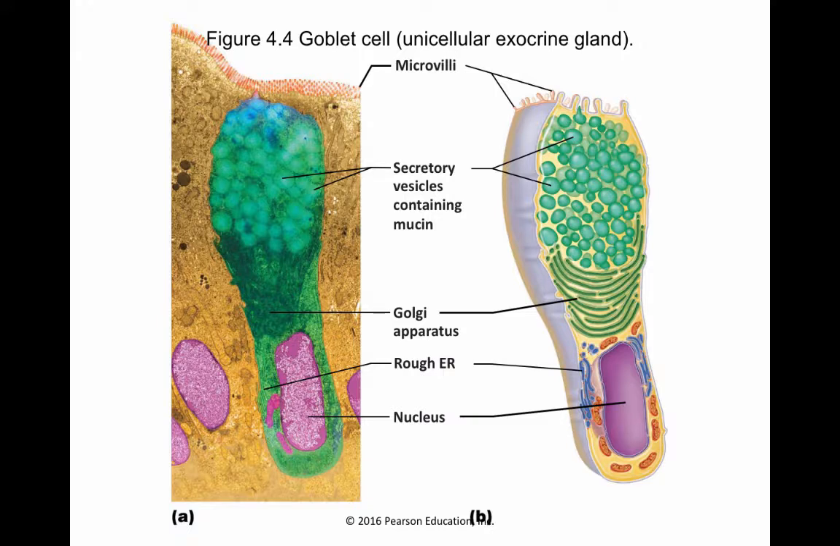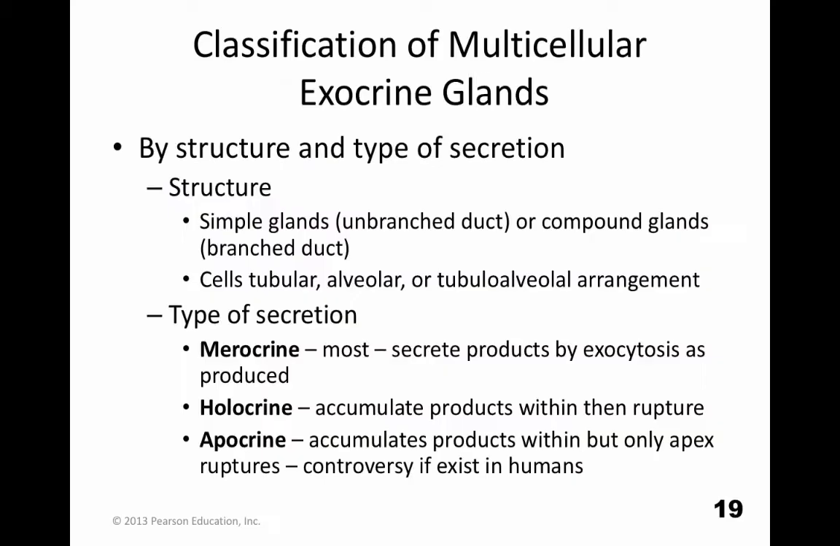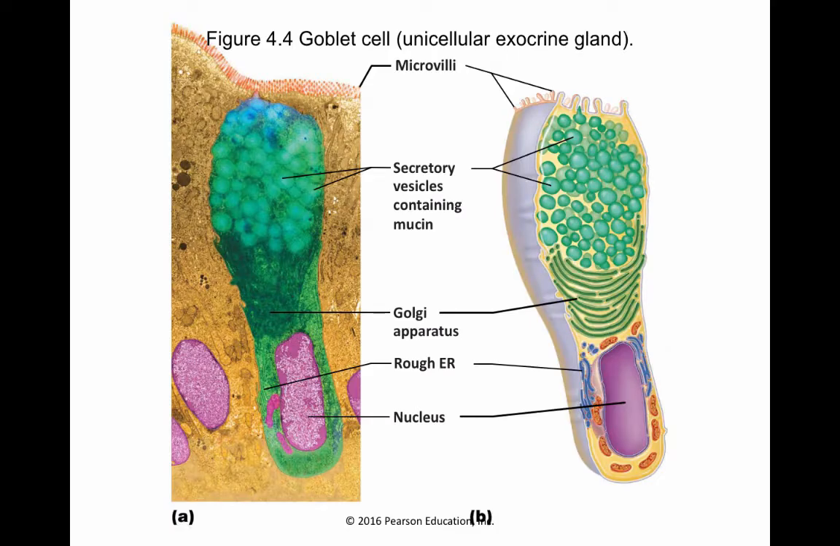So you can see here the goblet cell, and you can see these little secretory vesicles. So they're secreting these little circularized entities that contain mucin. And so they'll excrete it out, and then it'll mix with water and become mucus. So that kind of gives you an idea of what this unicellular exocrine gland looks like.